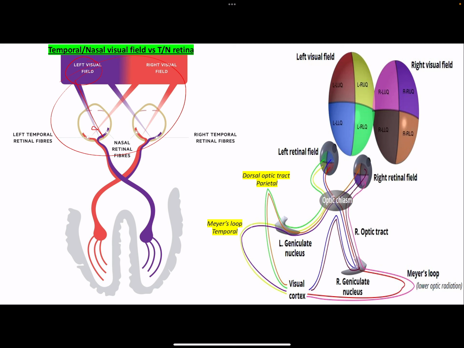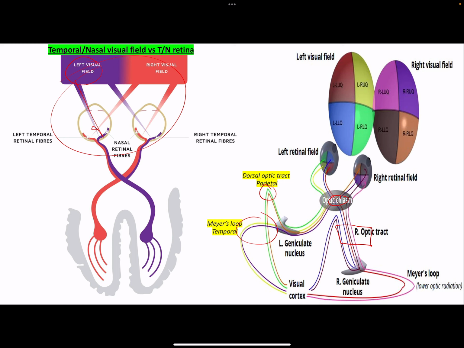Things are going to cross at the optic chiasm. So at the end of the day, everything on the right side after the optic chiasm is associated with everything you see on the left part of your body. And everything you see on the left side has to do with the right part of your body. Everything's kind of flipped after the optic chiasm.